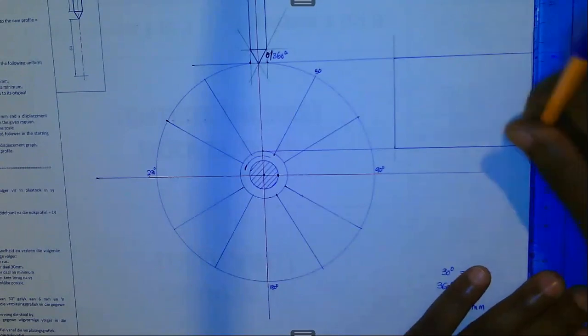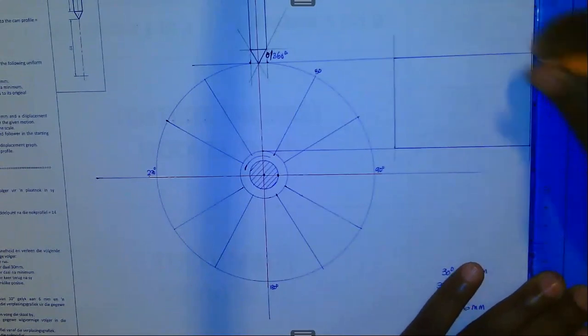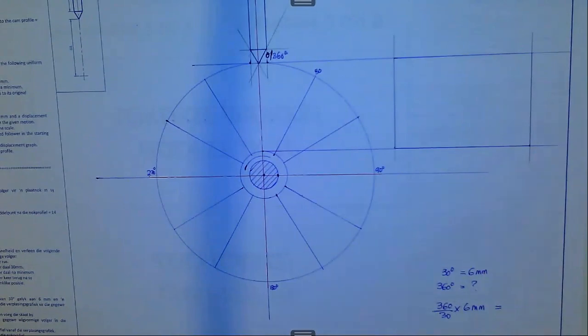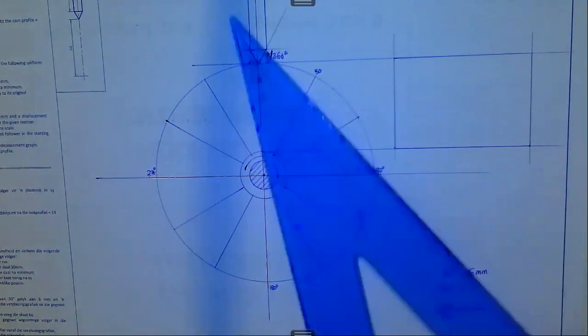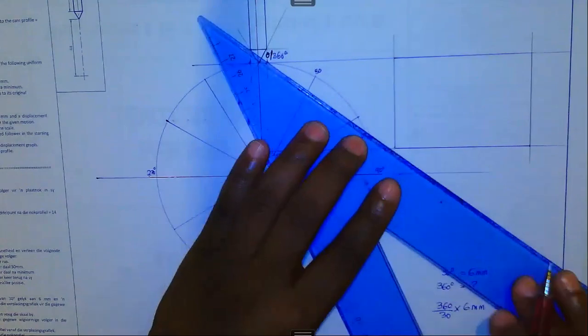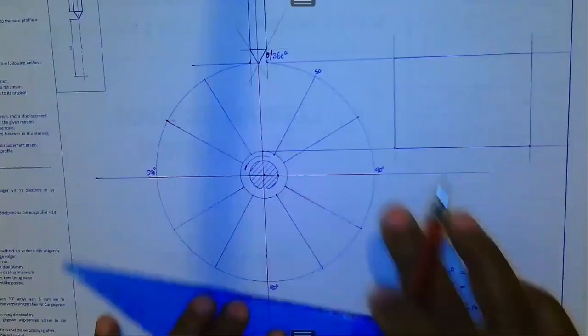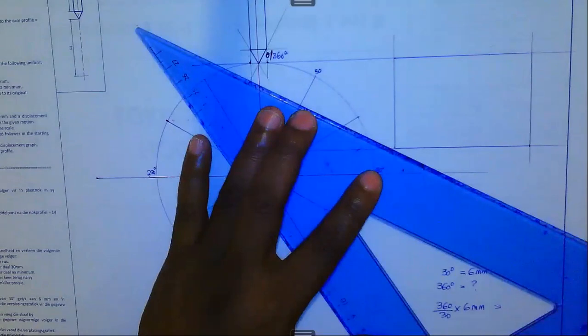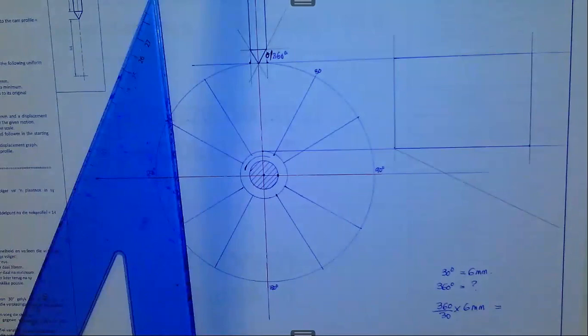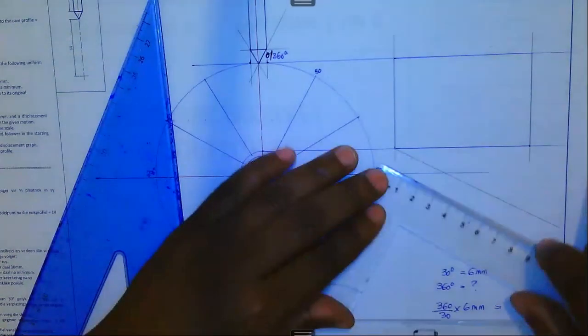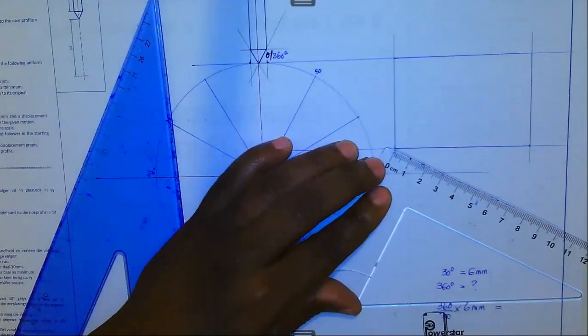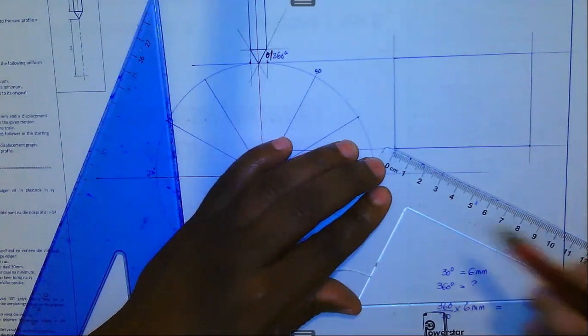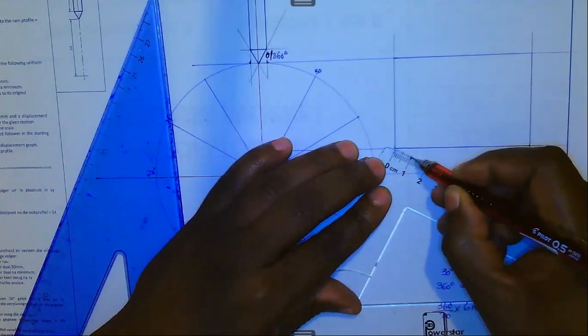There you go. Right. So that is the box that is going to house our displacement graph. Once you have done that, you divide this box into 12 equal parts, the same as the number of divisions on this side, like that. I'm going to do it at 5mm intervals.